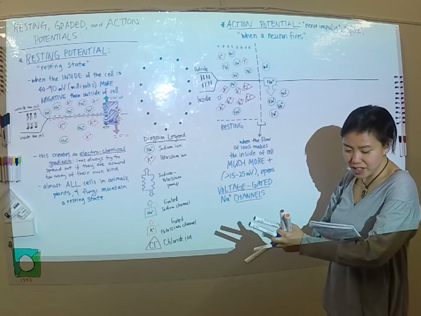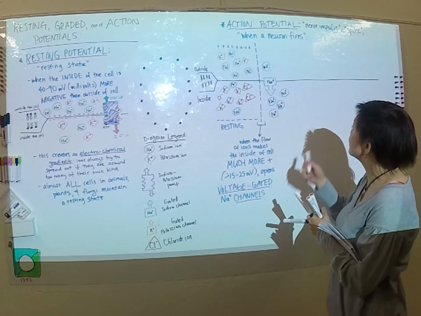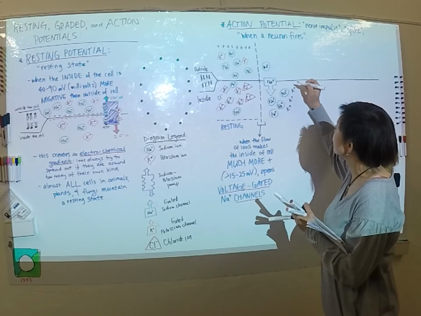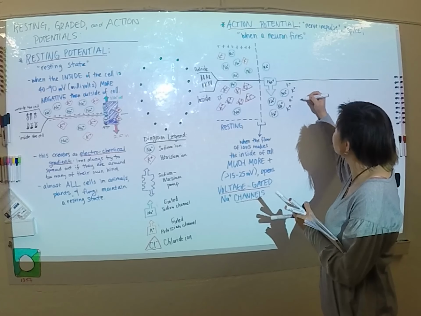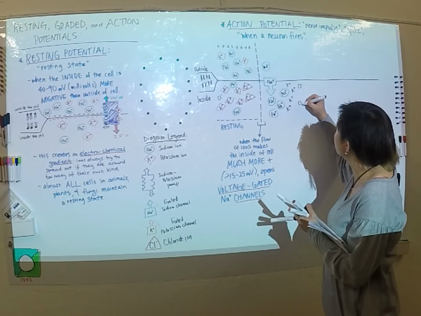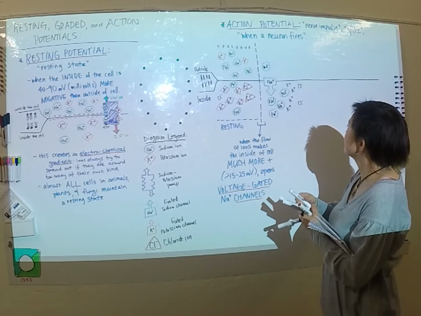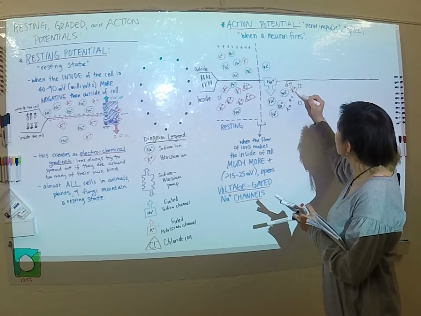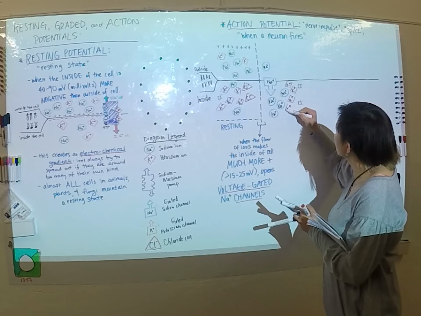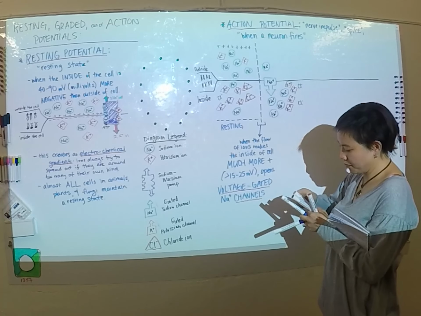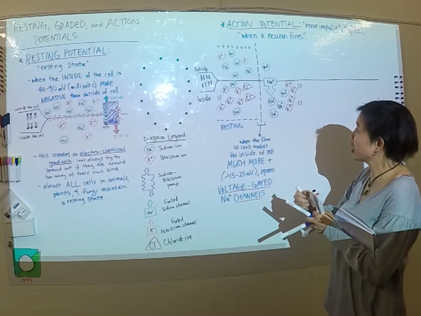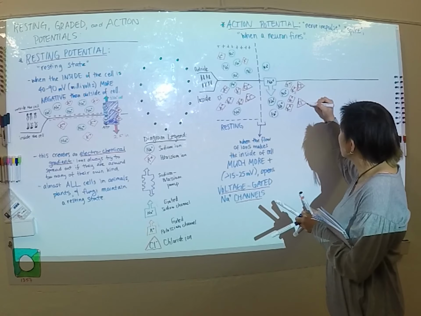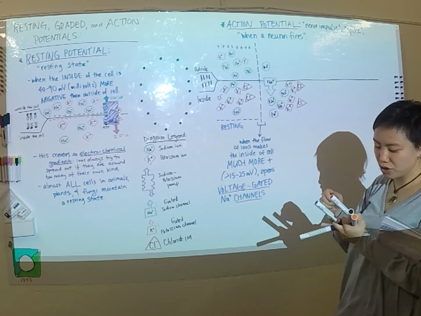All right. And we still have all of our potassium ions. They're still in here, just hanging out. And we also still have a couple of chloride ions. So let's put the symbols around them. Okay, so nothing has changed except the sodium has rushed into the cell.